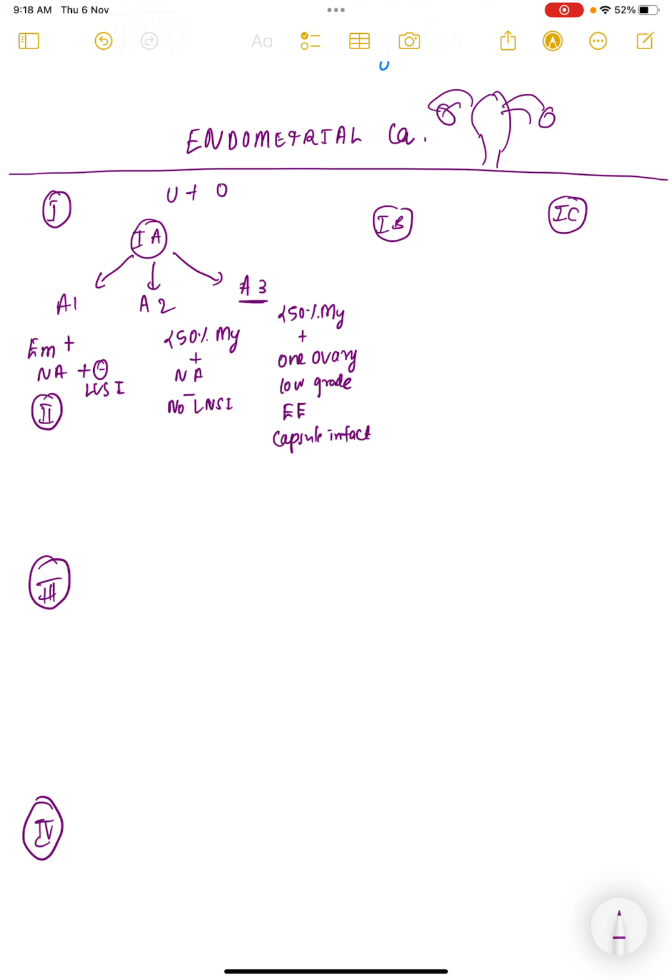Whereas stage 1B is more than 50% of myometrium involved. But again, it is low grade endometrial type of cancer. That means it is not aggressive type, without lymphovascular space invasion. Whereas 1C is aggressive type. Remember, in endometrial CA, all C, stage 1C, stage 2C, are aggressive. So it is aggressive type, but here it is confined to the endometrium. Aggressive type which is confined to the endometrium.